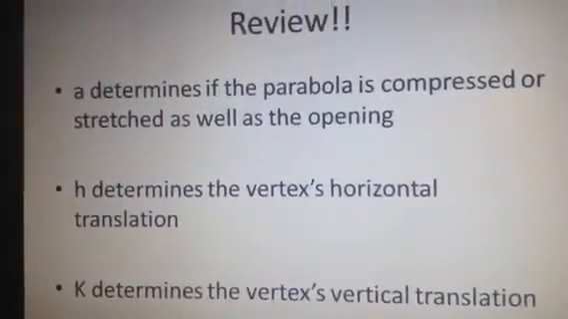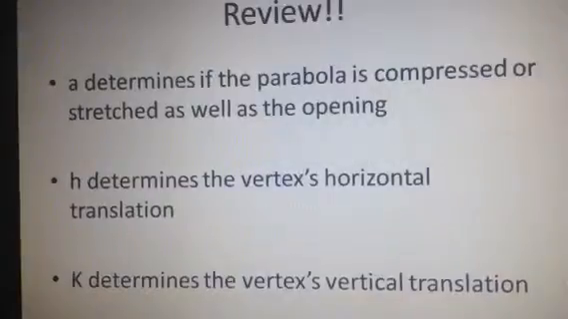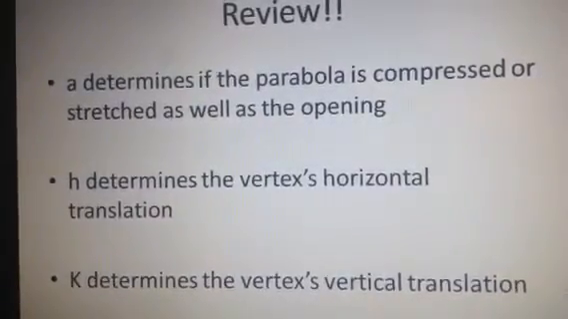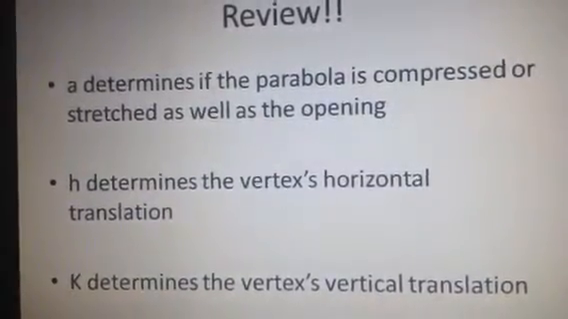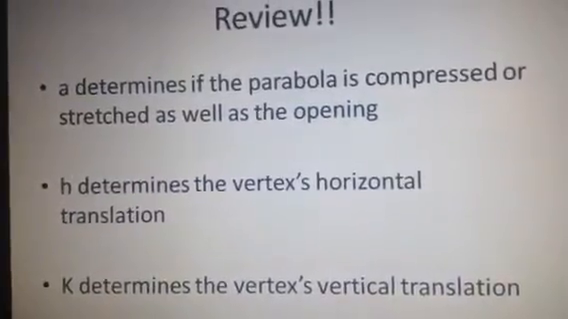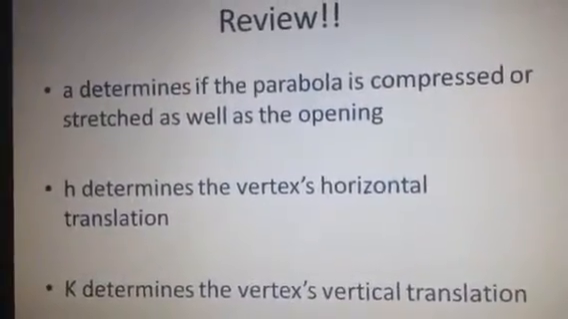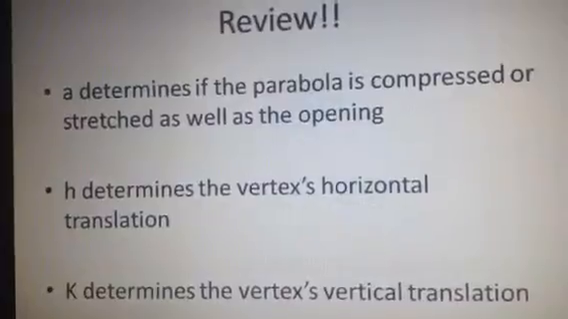K determines the vertex's vertical translation. So if it's positive, the parabola will go up, and if K is negative, the parabola will be shifted down. So now that we reviewed, let's begin.